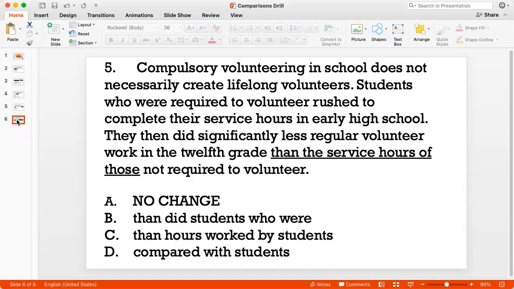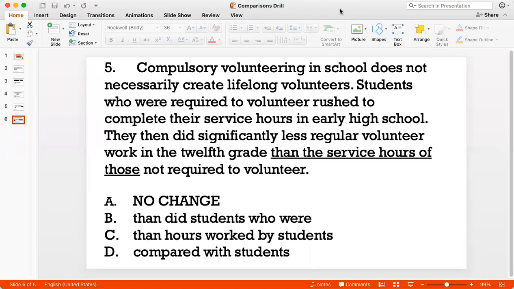So here I'm talking about compulsory volunteering. That is when students are made to undertake volunteering tasks in school. And the passage is telling me that compulsory volunteering is not the best idea to inculcate the habit of volunteering in students. Because if you look at the experience of students who were made to volunteer, they kind of rushed through it in early high school and did not do any of it or very little of it in the 12th grade, compared to students who were not required to volunteer. So volunteering as an activity should not be enforced on students.